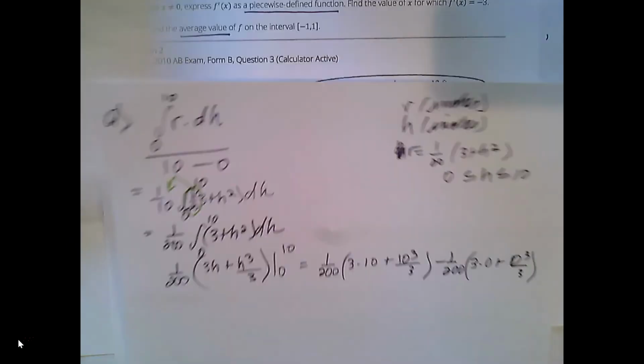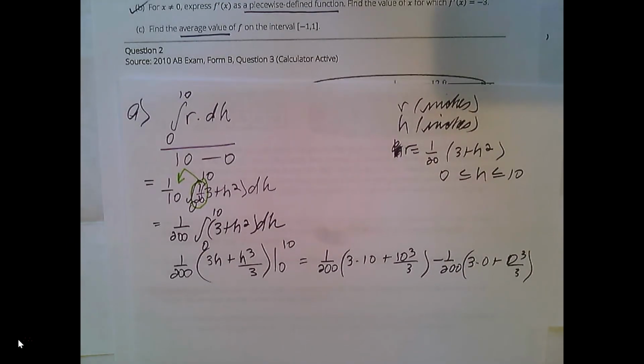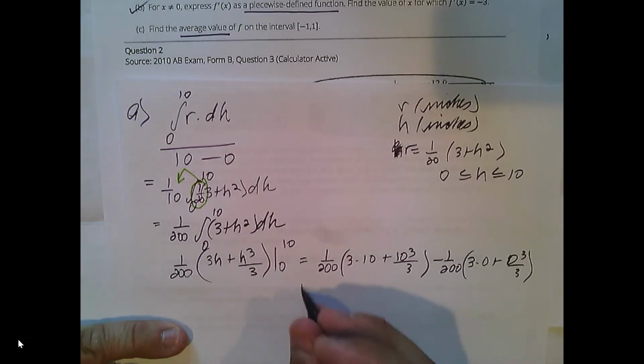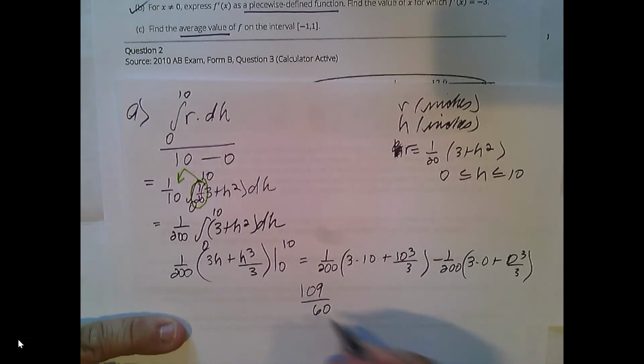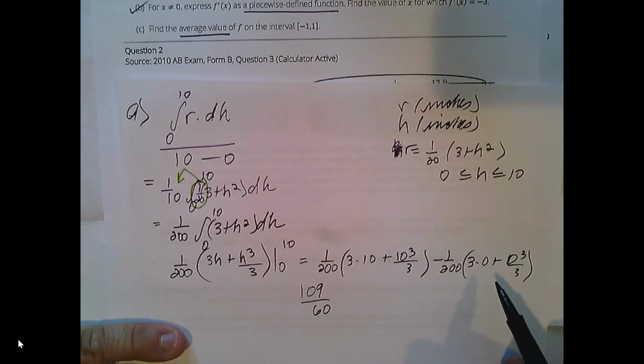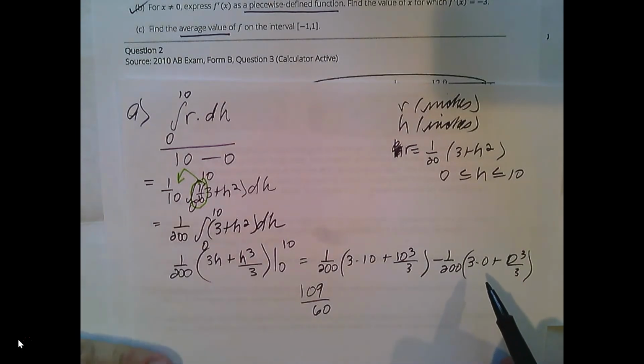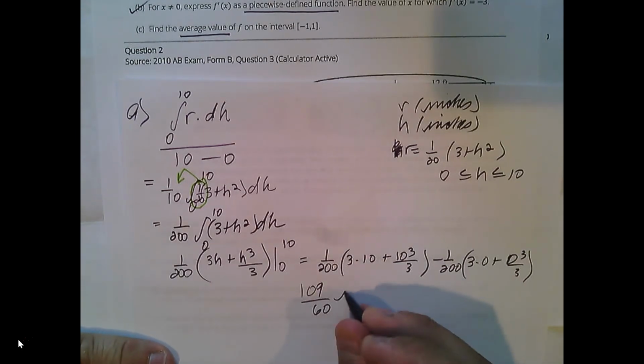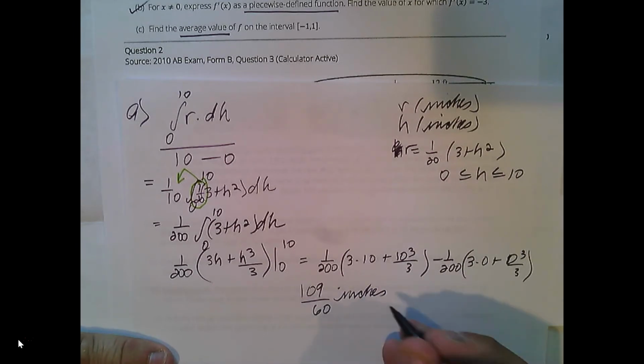There is no need to simplify. That is just foolishness. But if you wanted to, maybe you just want to get some practice with simplification, that's fine. Don't do it on the free response. The average is going to be 109 over 60 inches.